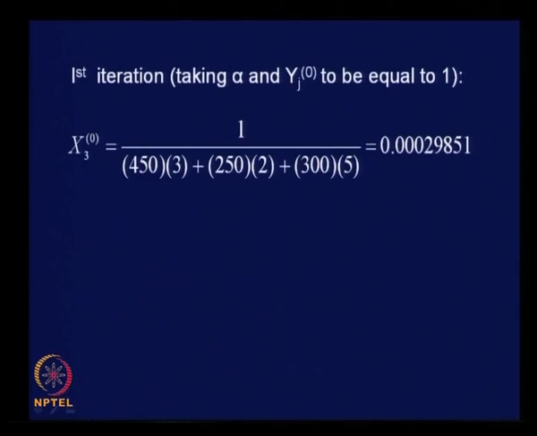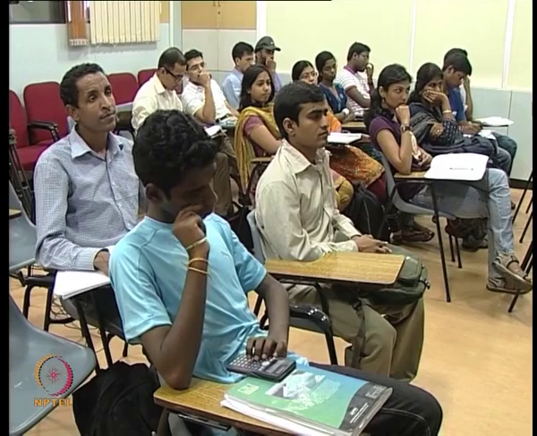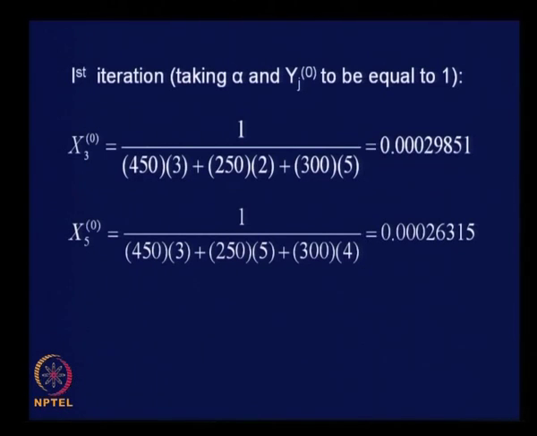As I indicated to you, x3 is simply 1 by the corresponding attraction value and distance plus corresponding attraction value into distance plus the attraction value and the corresponding distance. Are you able to appreciate this particular equation for x3? And similarly x5, substitute the corresponding values and get the result.